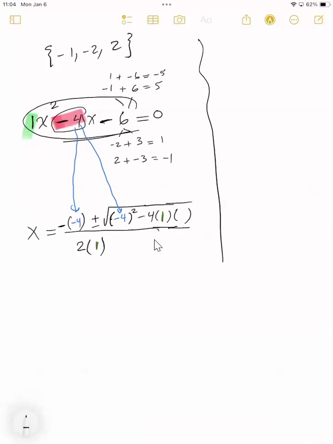So, -4 is next to x. You have to put it inside this parentheses and in here, in this parentheses. +1 that is next to x to the power 2 goes in this parentheses and in this parentheses. And at last, the number that is here, -6, goes here.